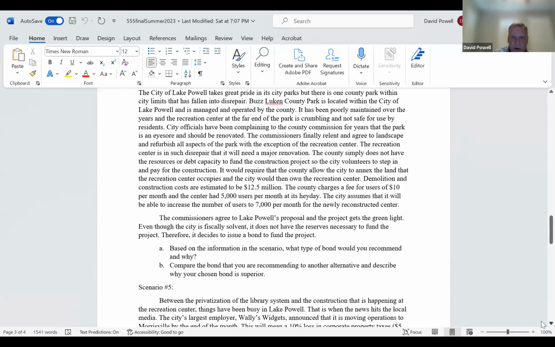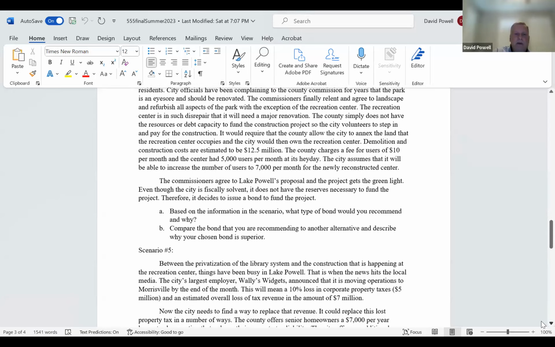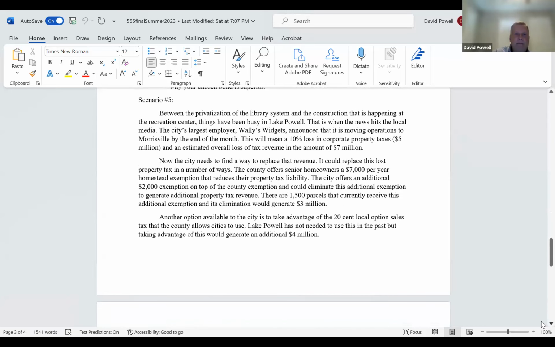And so again, this gets to our information from last week. And then question B, compare the bond that you are recommending to another alternative and describe why your chosen bond is superior. So that's our long-term debt scenario.